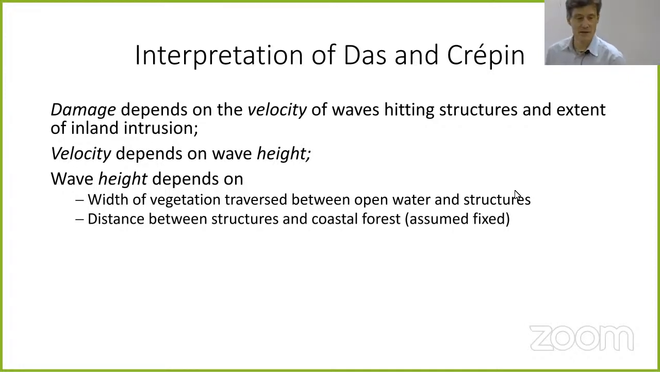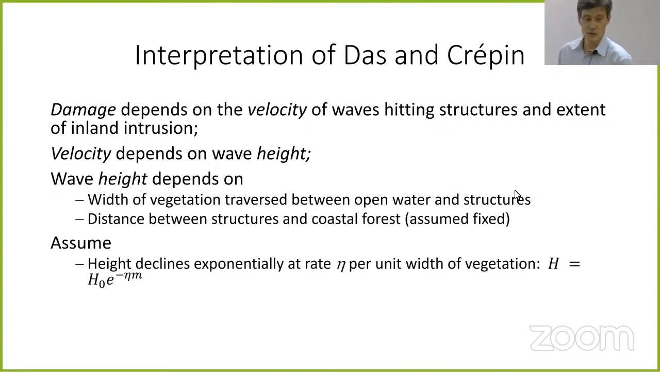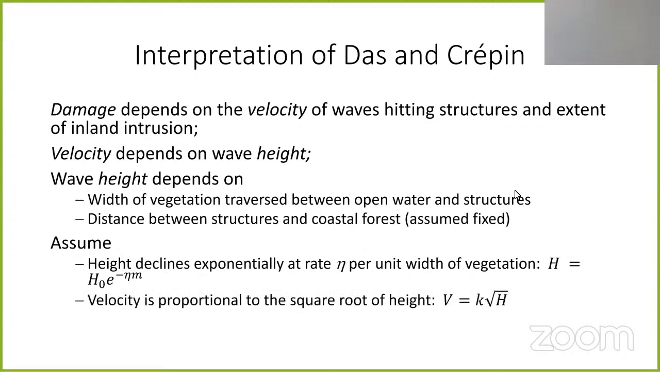For the purposes of their simulation model, they just took a fixed configuration of this is where the shore is, this is where the vegetation is, this is where the structures are. And then they assumed, following natural science literature, wave height is an exponentially declining function of the distance of ecosystem traverse. Velocity is proportional to the square root of the height of the incoming water.